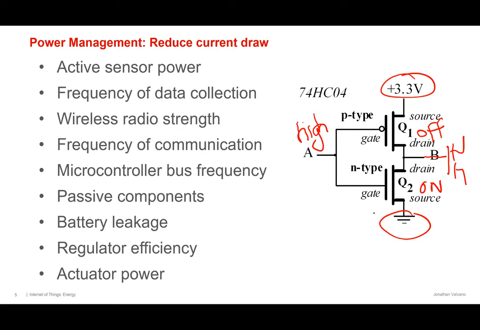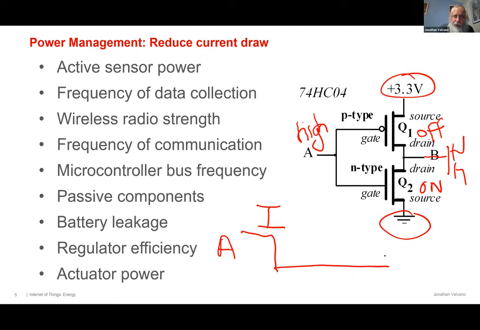During the switch it can, but not during the static time. So at this point, if I were to draw A as a function of time, and I also as a function of time, there's no current there. But when A goes low, this thing flips. That one goes on, this one goes off, and the current goes back to zero again.